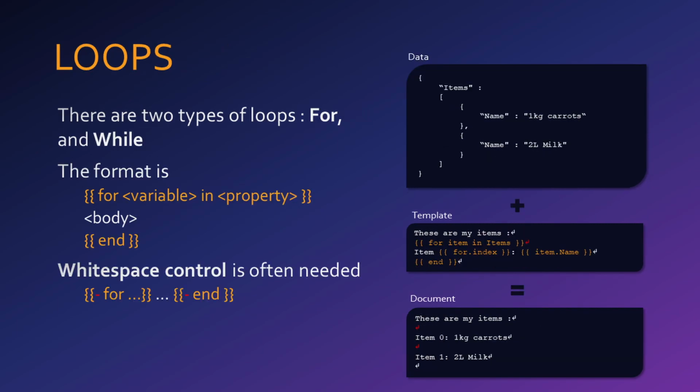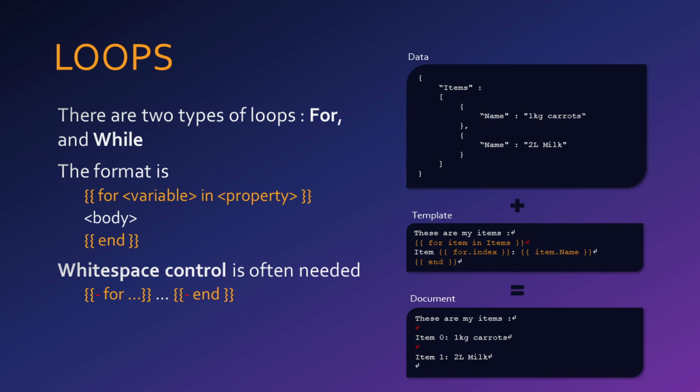Loops are a little more complicated. They are needed when you want to loop over an array to create lists or tables of data in your documents. There are two types of loops, for loops and while loops. The most commonly used is the for loop, which we will focus on here. The while loop is a little more complicated and is not used very often, so I'll refer you to the documentation for more details. There are three elements in a for loop.